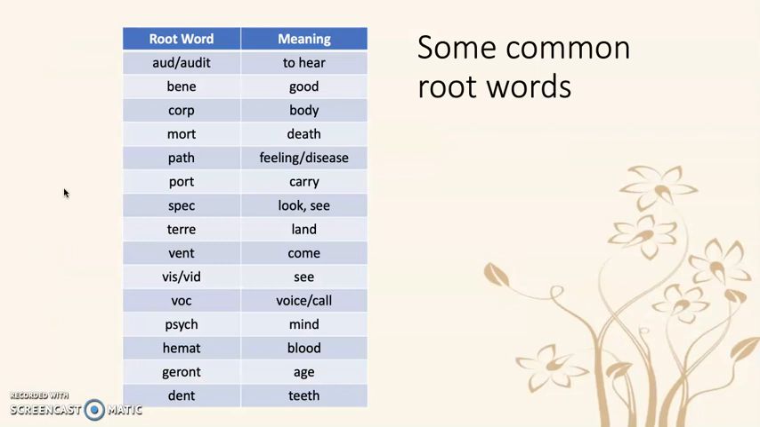Here are some common root words that are used in English. Aud, which means to hear, ben, which means good, and so forth. Push pause on the video and read through these examples.